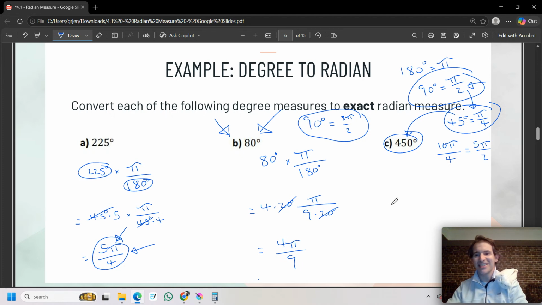Don't you feel fancy now? Isn't this so posh? Oh, I love it. Radian measure. So delightful.